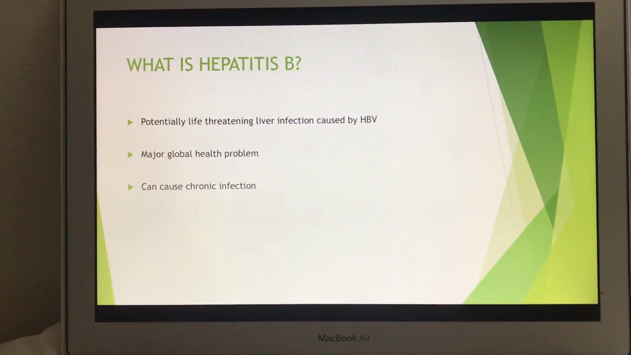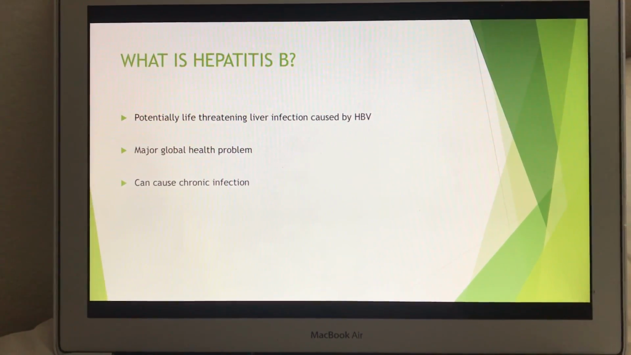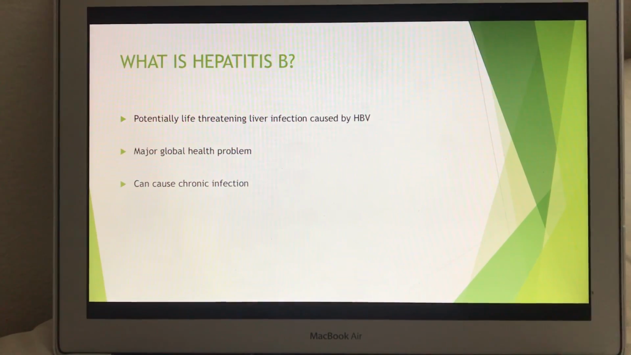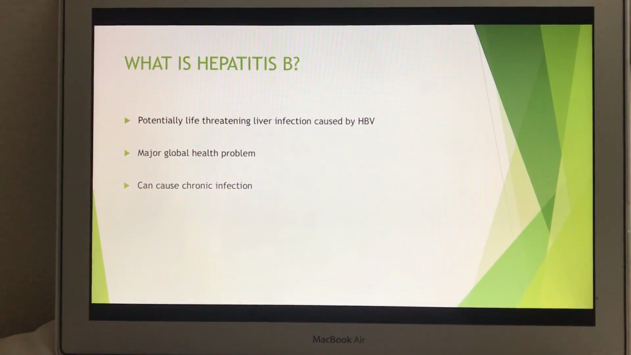What is hepatitis B? It's a potentially life-threatening liver infection caused by the hepatitis B virus. It is a major global health problem, and it can cause chronic infection.